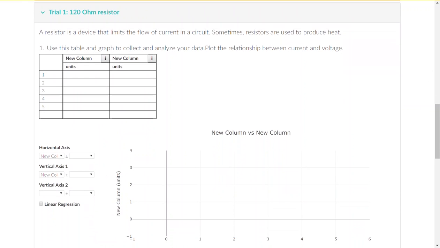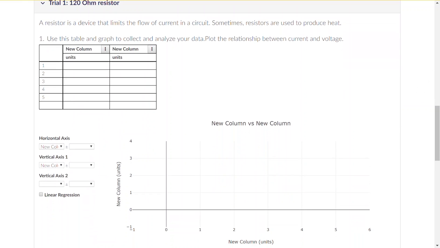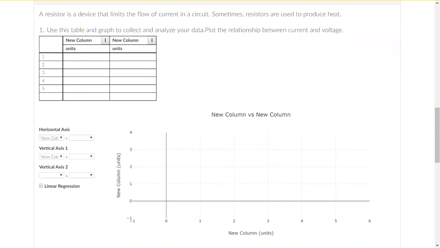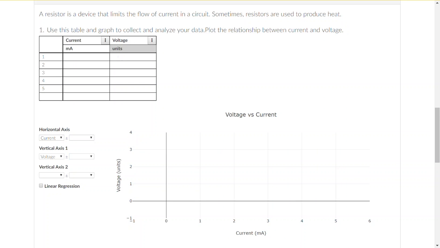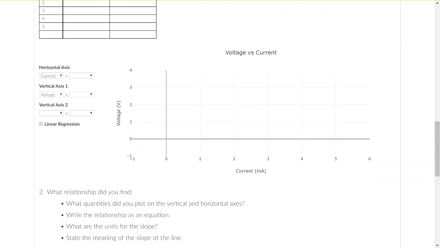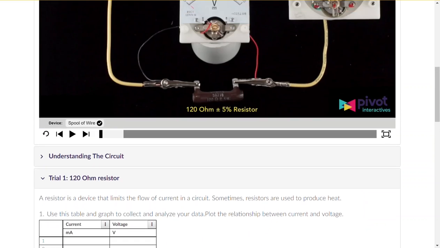So we want to use this table and a graph to collect and analyze your data. We want to plot the relationship between current and voltage. So I want this first column to be current, which I'm going to measure in milliamps. I want my other column to be voltage, which I measure in volts. So I probably need to go and actually measure these things.